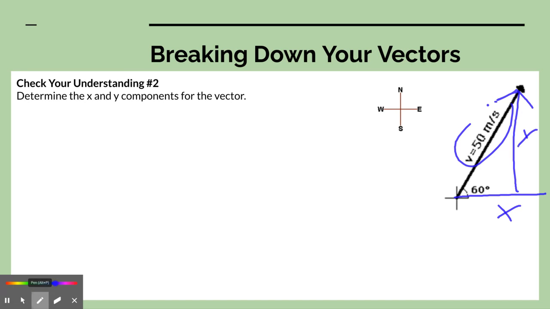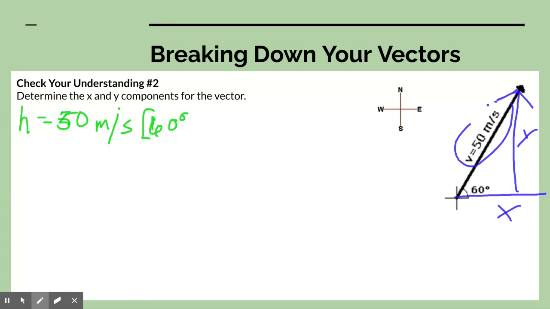So again, let's just write down what we know and what we don't know. We know that the hypotenuse, this time, is velocity. So we've got 50 meters per second, 60 degrees north of east. We have a theta of 60. Now, since this is pretty much just repeating what we did last time, I'm just going to plug in the answer for you.